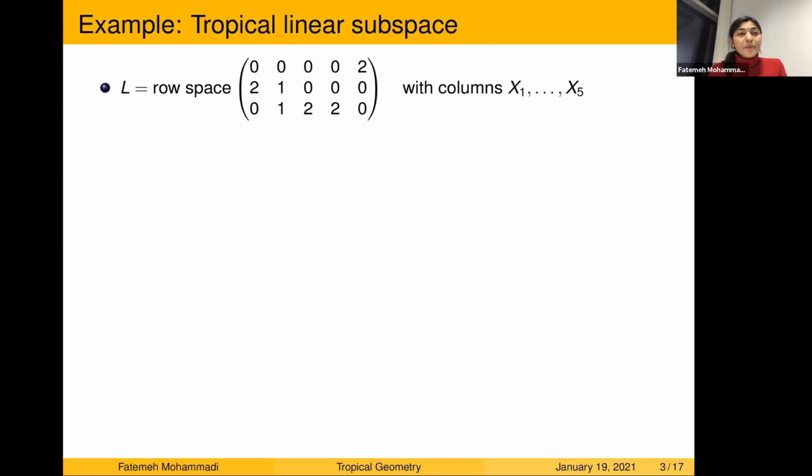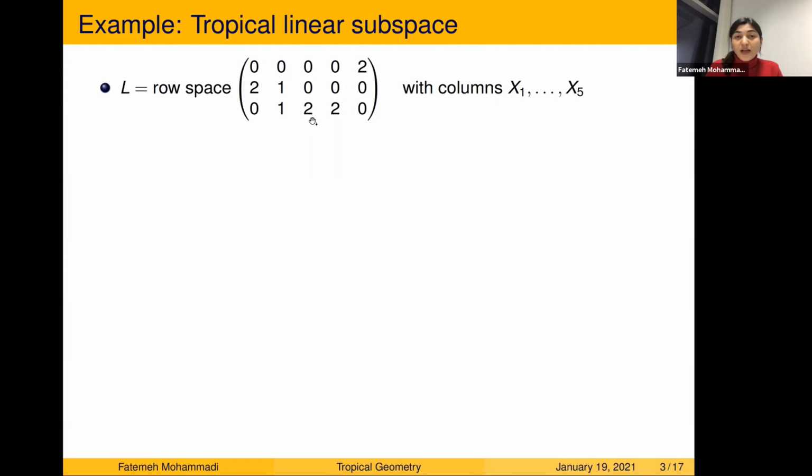Okay, so let me start with an example to show you what sort of properties we are going to see. We are going to describe the variety. Here I take a linear vector subspace as the row space of this matrix. I have a 3 times 5 matrix, so I have 5 vectors and I generate my linear space. I also label my columns x1, x2, up to x5. That's a full rank matrix, meaning the rank is 3, but there are some dependencies among the columns of this matrix.